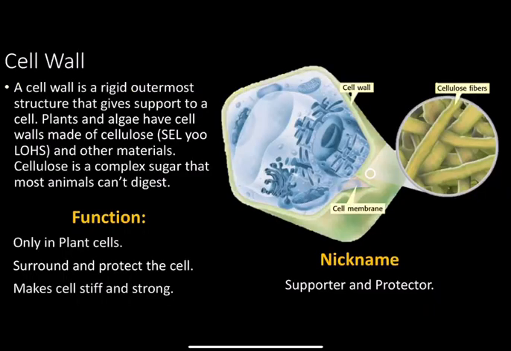A cell wall is a rigid outermost structure that gives support to a cell. Plants and algae have cell walls made of cellulose and other materials. Cellulose is a complex sugar that most animals can't digest. Its function? Well, it's only in plant cells. It's there to surround and protect the cell, and it makes the cell stiff and strong. We can nickname it the supporter or the protector of the cell.